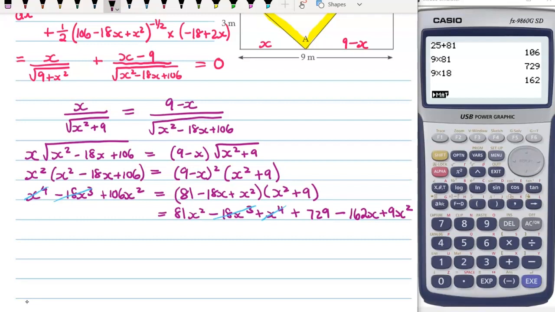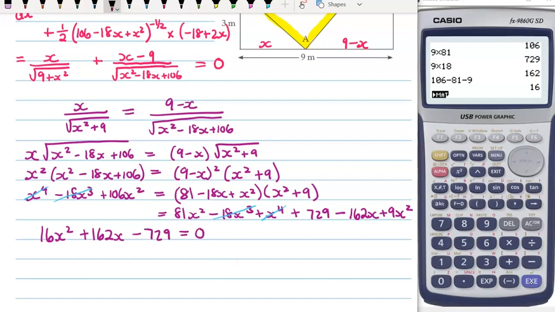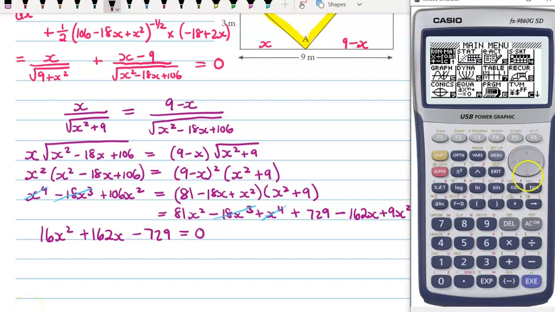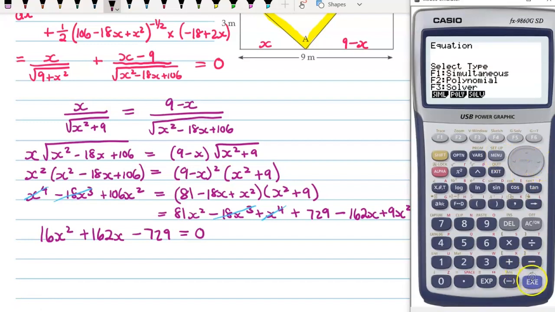So if we've got 106x squared and we take off 9 and 81x squared, so we go 106 minus the 81 and minus the 9, we're left with 16x squared. The x term, we've got minus 162, so bringing it over to the left makes it plus 162x. And then the constant we've got 729. Bringing it over to the left, we make it a negative and set that equal to 0. Now that is not one that I can see an easy factorization for, so let's go to equation solver, and we're doing a polynomial.